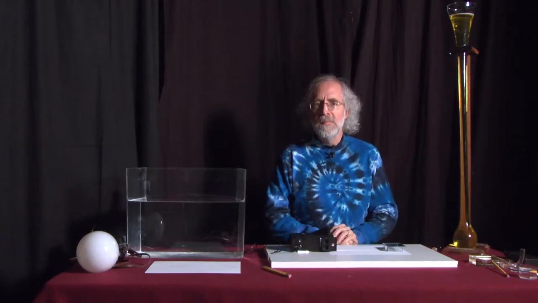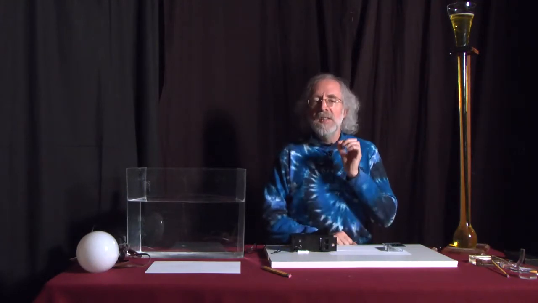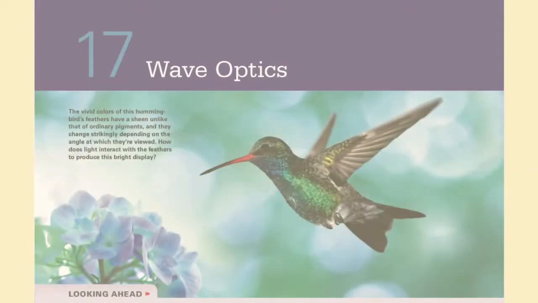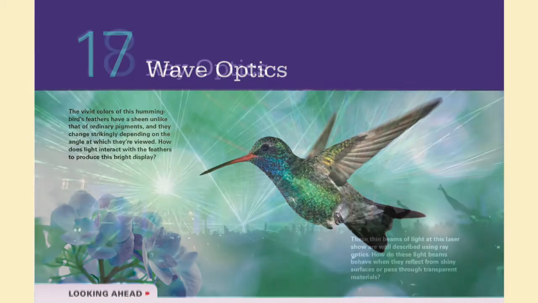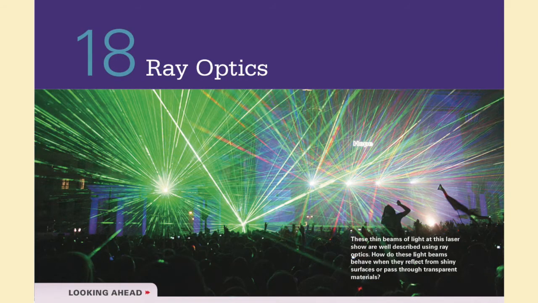A little dim today because we're talking about light, and we need to be able to see what's happening on the table, and some of it's kind of dim. We're going to talk about light not as a wave. In Chapter 17, we looked at the wave model of light. In Chapter 18, we're going to speak about light as rays.